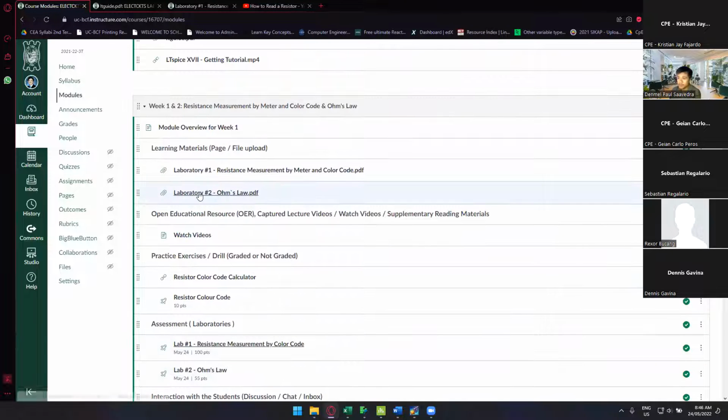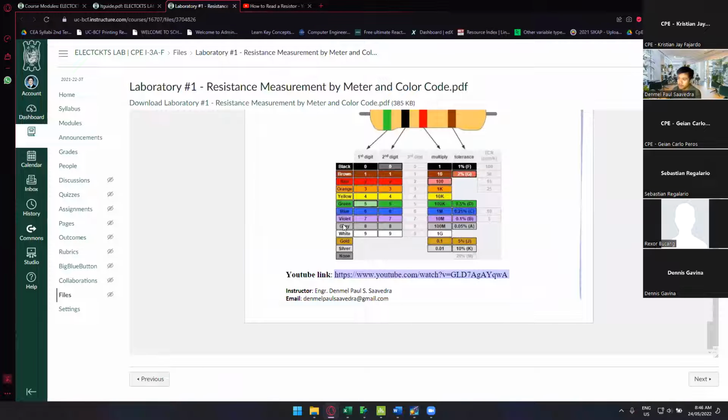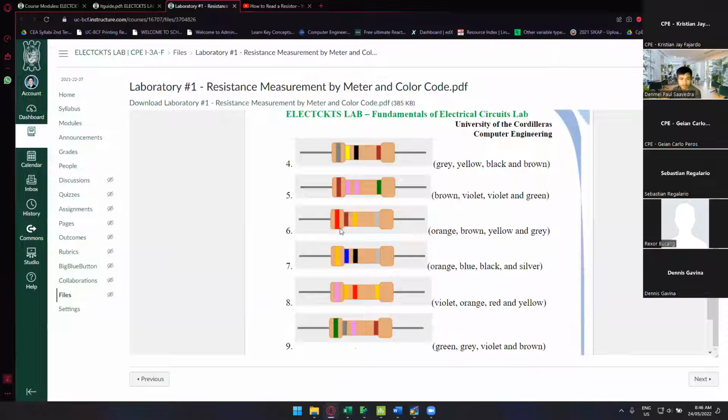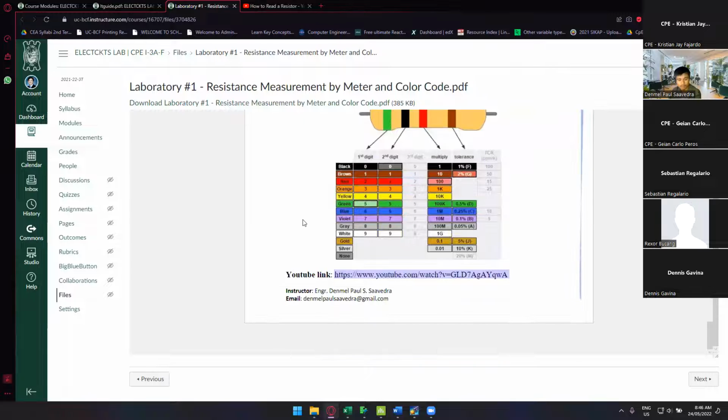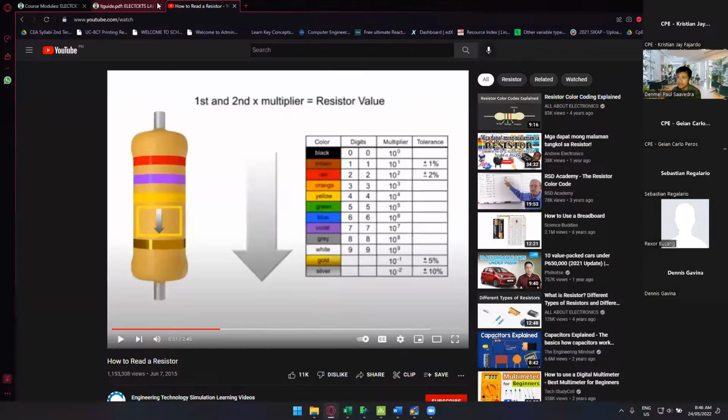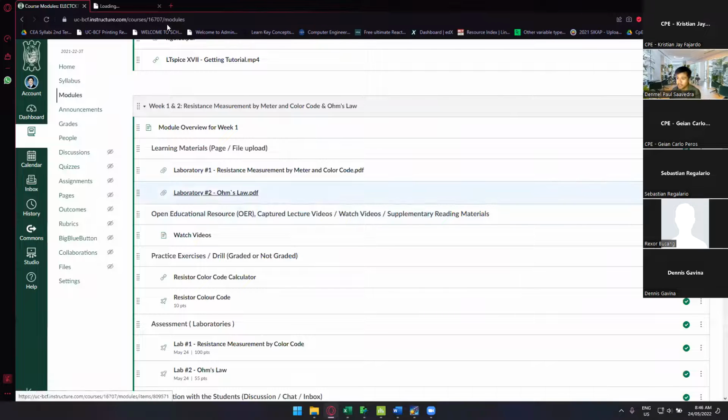So for lab number 2, are we clear with your lab number 1? Does anyone have a question so far in lab number 1? If not, just give me a quick thumbs up, just to let me know that you don't have a question on lab number 1. Thank you to those who responded. Okay, let's move on now to lab number 2.